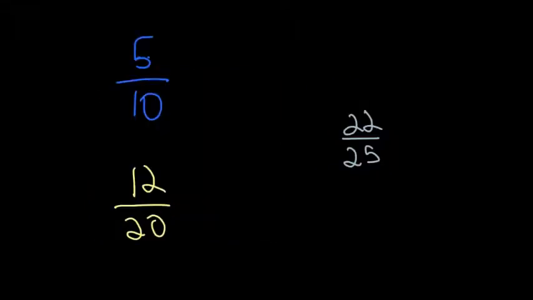Alright, so now I've got 3 fractions there. My first one in blue is 5 tenths. So in order to make that a percent, you always have to have it out of 100. So you think, what can I multiply 10 by to get 100? Well, 10 times 10 is 100, so I'm going to multiply both of these by 10. So 5 times 10 is 50. 10 times 10 is 100. So 50 out of 100 is going to equal 50%.